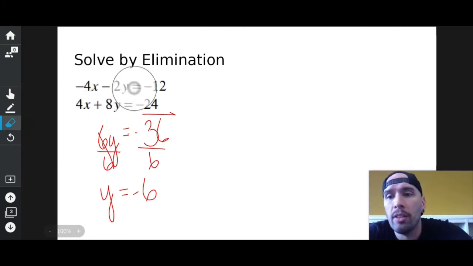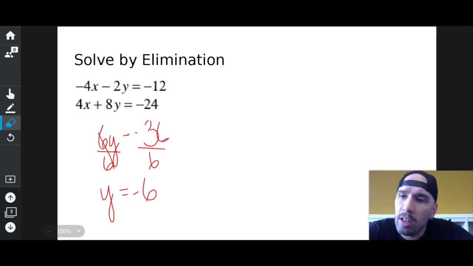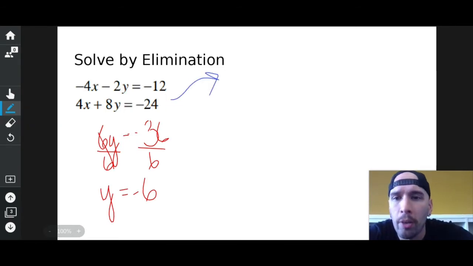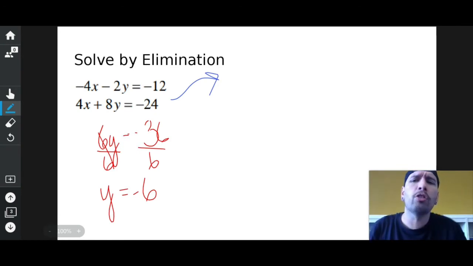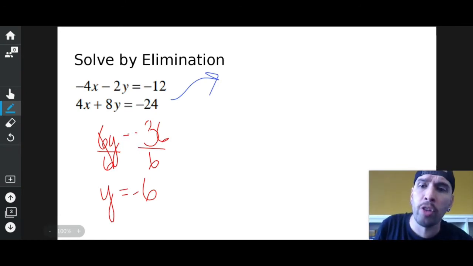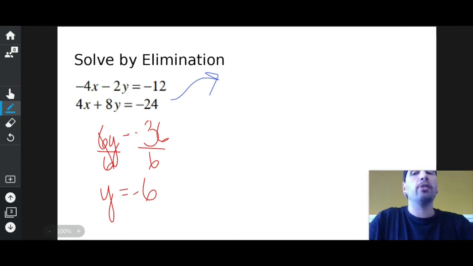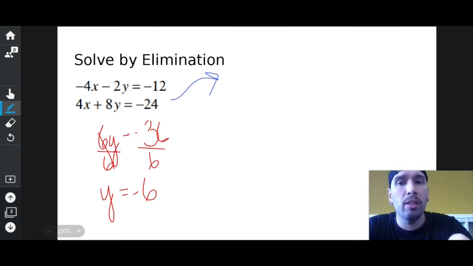So let me erase this because I made it all sloppy. I'm going to take the y equals negative 6 and plug it into one of those equations. And since the bottom one has less negatives, I think I'd rather plug it into the bottom equation. Whenever you're looking at this and saying, well, what equation should I plug it into? Does it always have to be the top one? Does it always have to be the bottom one? No. Whatever's easiest for you. And what's easiest for me is the bottom because I don't want to deal with negatives.